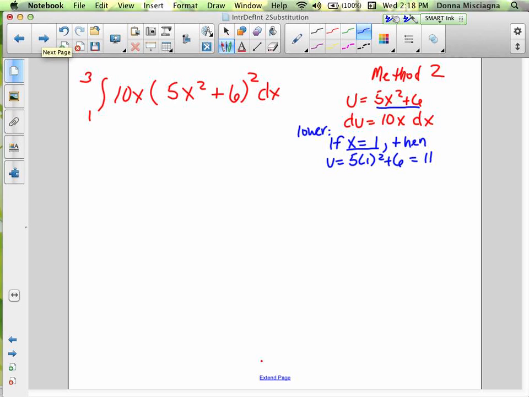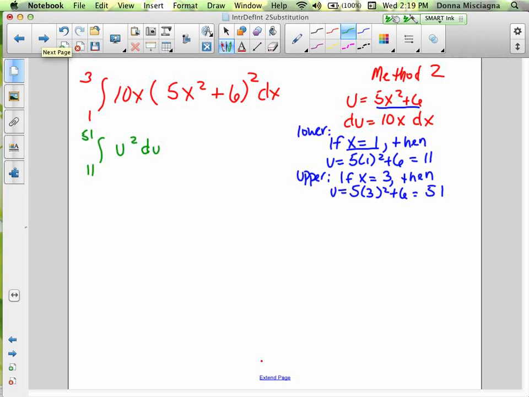So now 11 is the lower limit of integration, and then the upper, if x equals 3, then u equals 5 times 3 squared plus 6, and that's going to be 51. Those numbers probably sound familiar from when we were calculating by substituting back. Now I can rewrite this with the limits of integration, because I'm using u's. The lower is 11, the upper is 51, and this is u squared du.